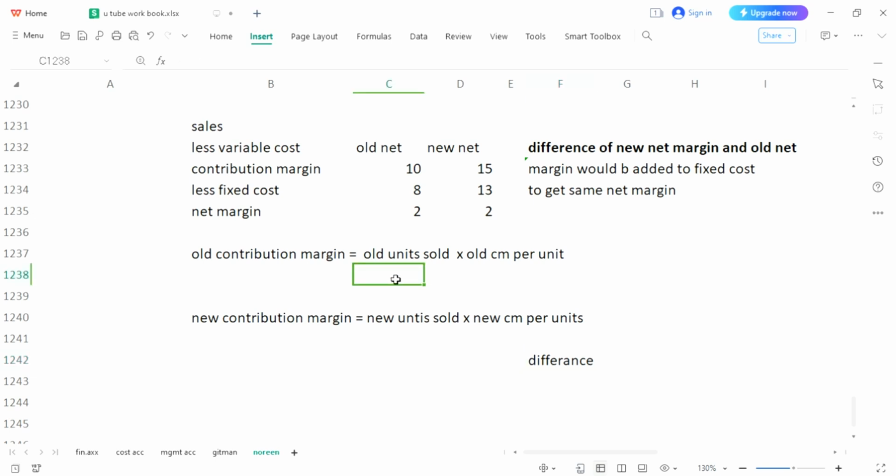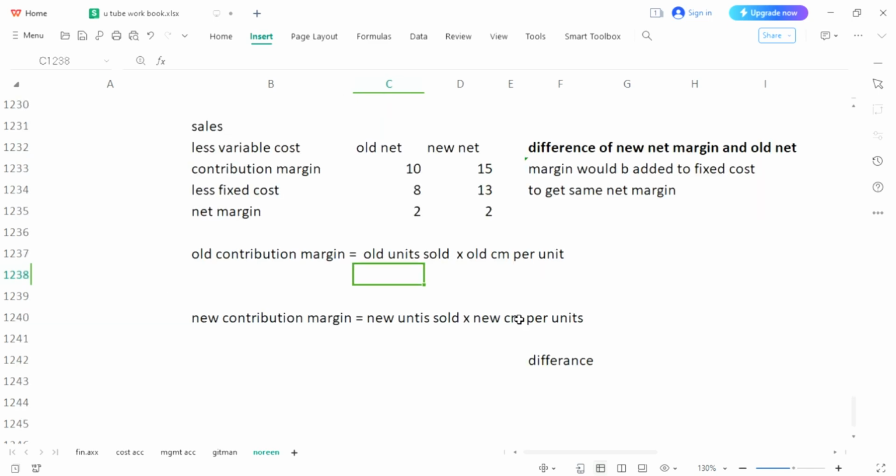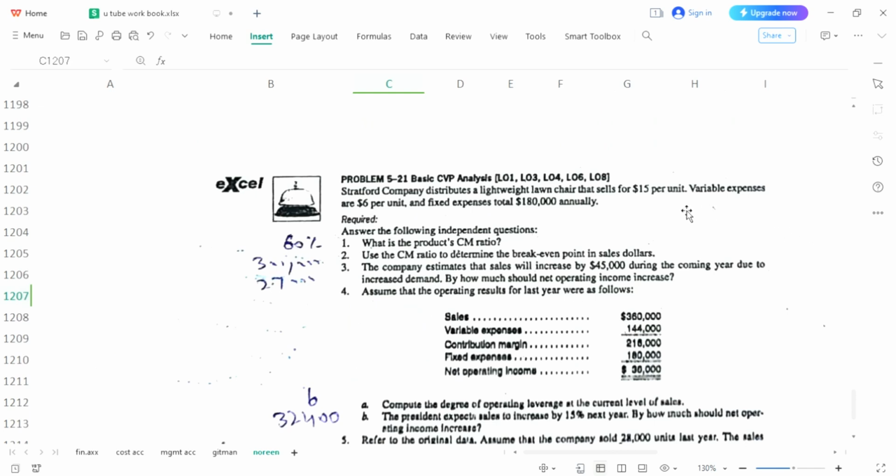Now go to the question. We have to go to the original data where it has been assumed that old units are 28,000. So you can put 28,000 over here, and then we need to calculate old CM per unit. For this, you can see your sale is 15, variable cost is 6. So sale minus variable cost would be your CM.